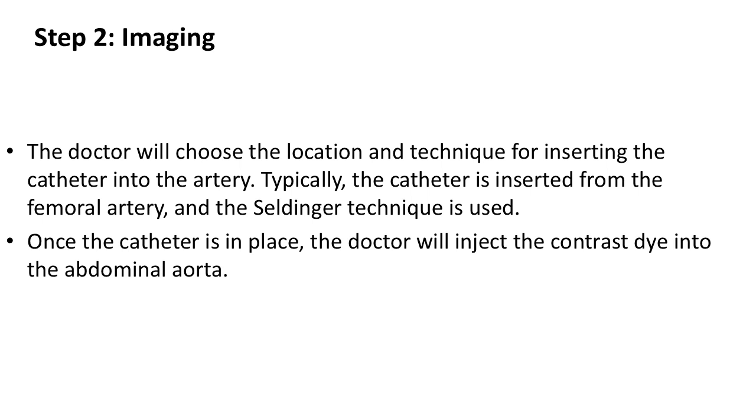Step 2: Imaging. The doctor will choose the location and technique for inserting the catheter into the artery. Typically, the catheter is inserted from the femoral artery, and the Seldinger technique is used. Once the catheter is in place, the doctor will inject the contrast dye into the abdominal aorta.